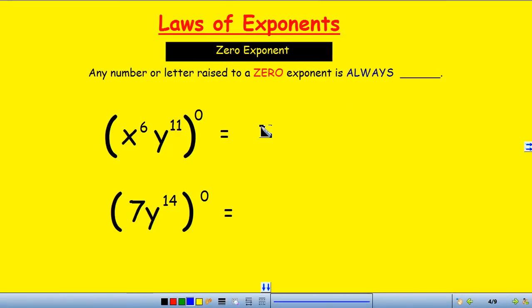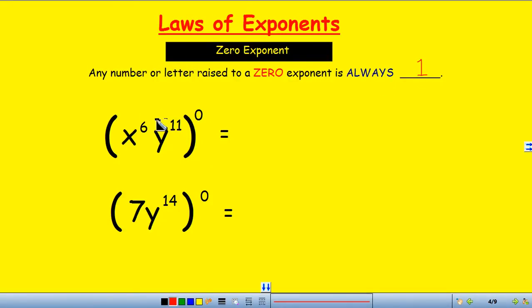Now, the zero exponent law says any number or letter raised to a zero exponent is always 1 is our answer. So no matter what, any number, any letter, any term raised to the power of 0, or to a zero exponent, the final answer is going to be 1.